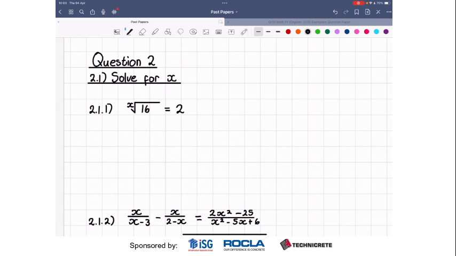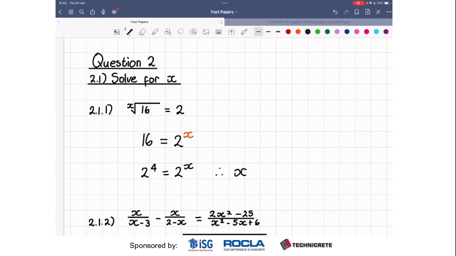So now in part 2.1, they're asking us to solve for x. Okay, so for this first one, I've got 16 to the root something, which is the x, is equal to 2. And all that this means is that I've got 2 raised to the something that's equal to 16. And I can rewrite 16 in terms of base 2. That's going to be 2 to the 4 is equal to 2 to the x. Therefore, x is equal to 4.